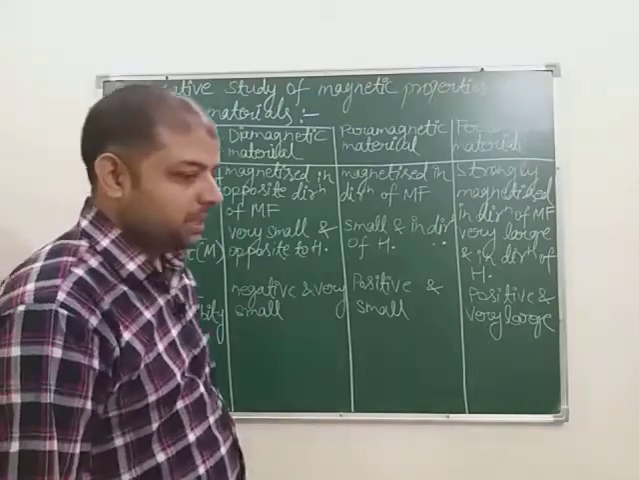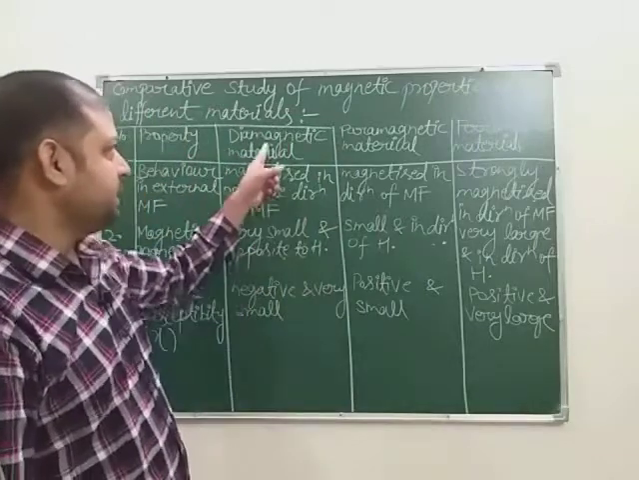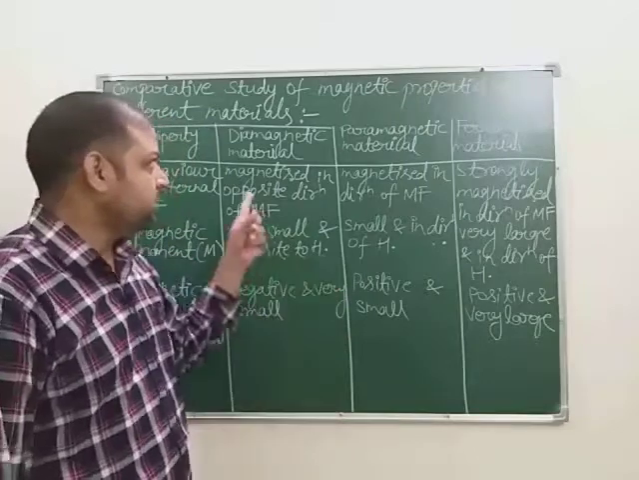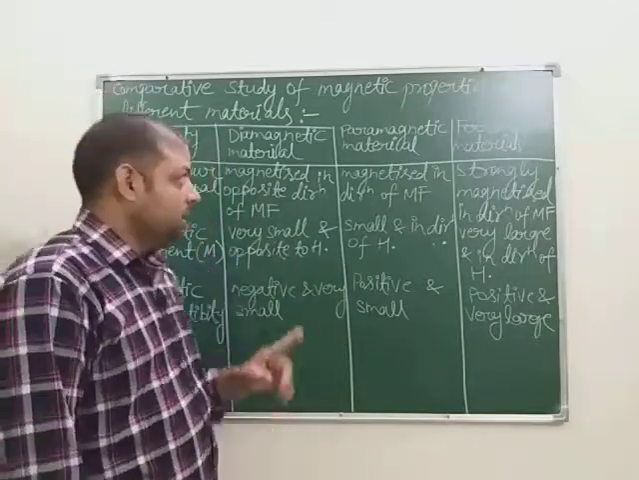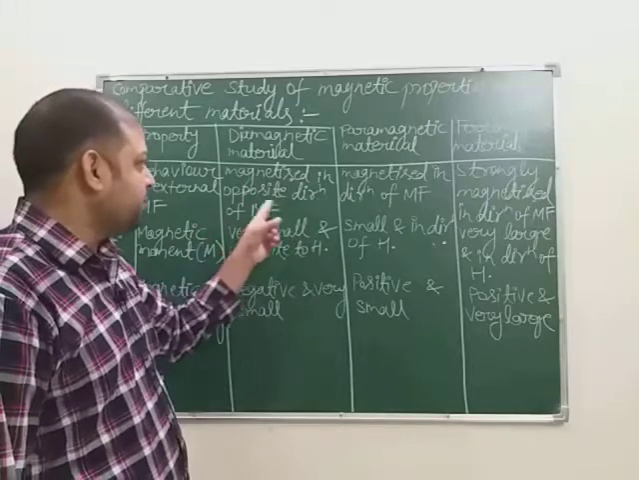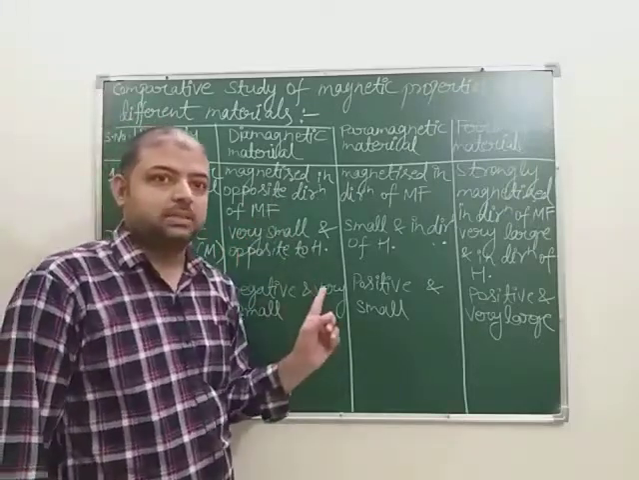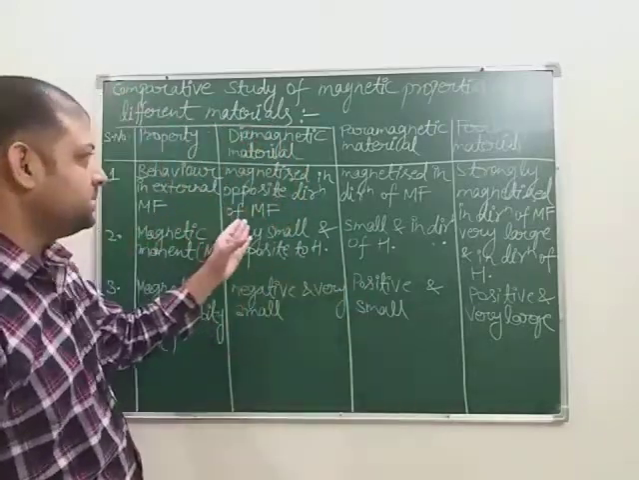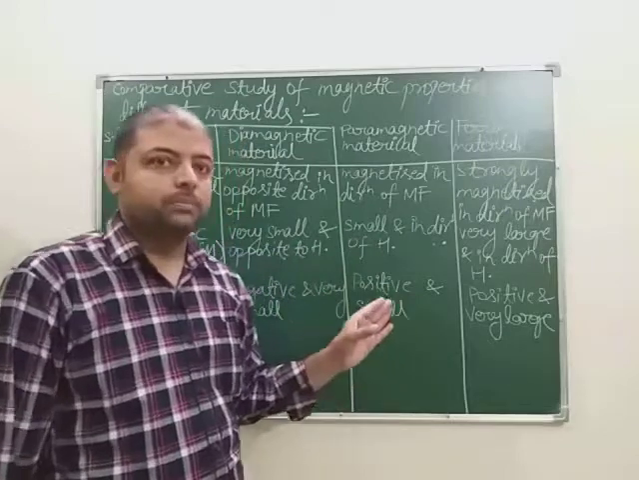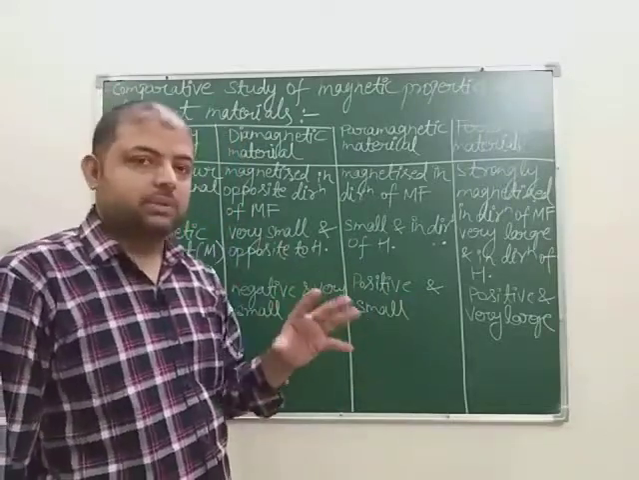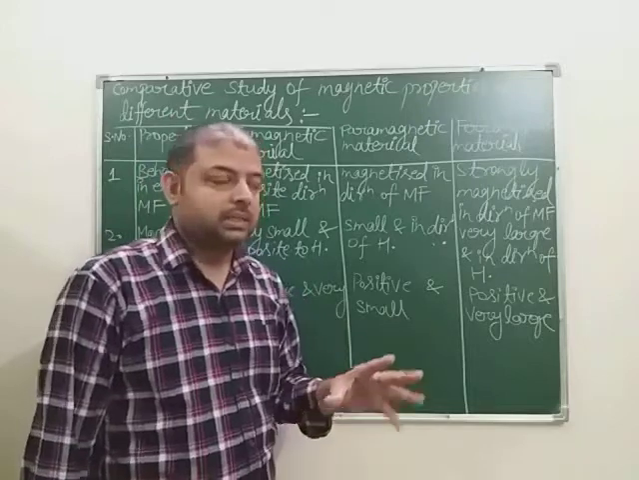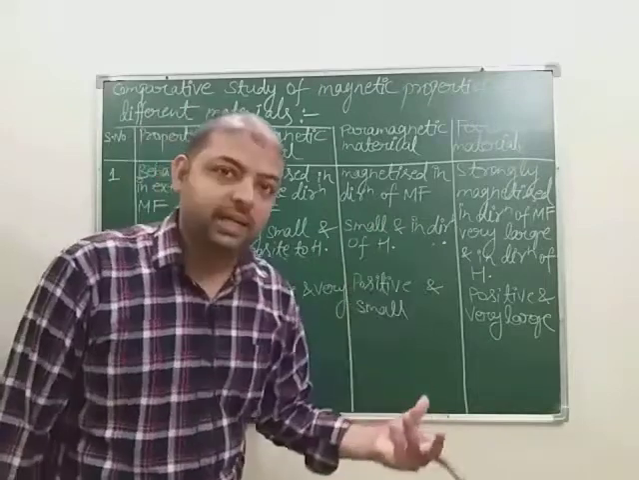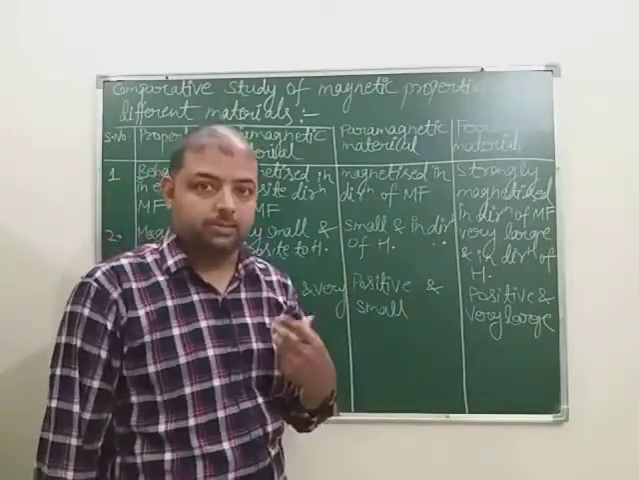The diamagnetic material, it is clear from its name, means these substances are repelled by a magnetic field. They are magnetized in the opposite direction of the magnetic field. It means that diamagnetic substances are always repelled from the magnetic field, or if the magnetic field is non-uniform, then a diamagnetic substance always moves from a stronger magnetic field to a weaker magnetic field.